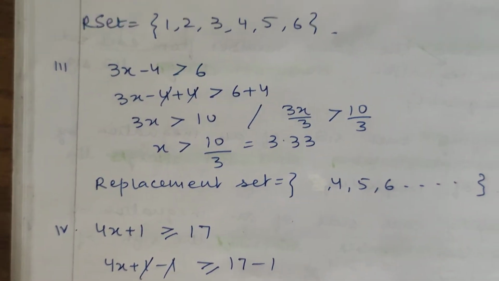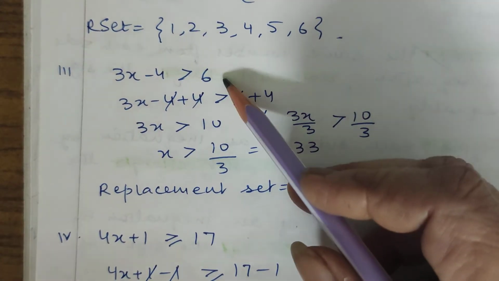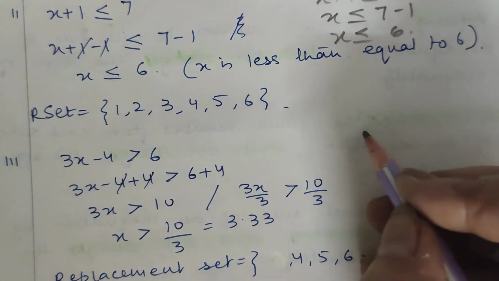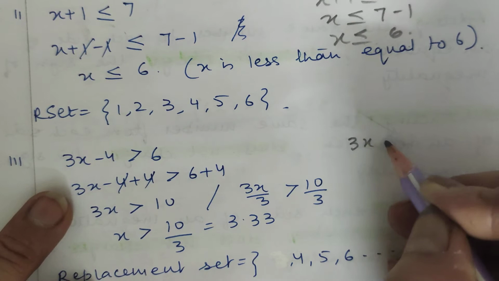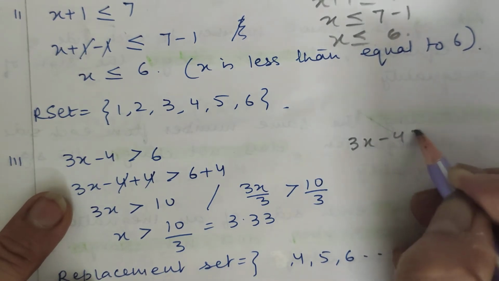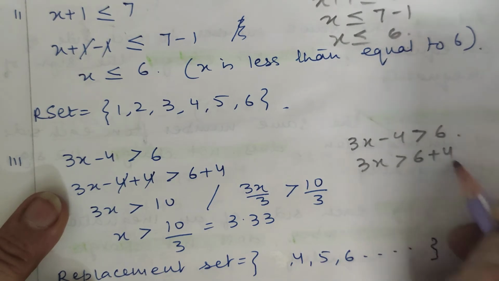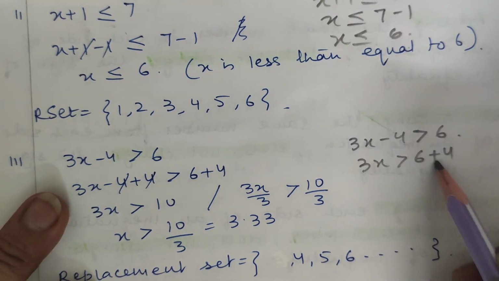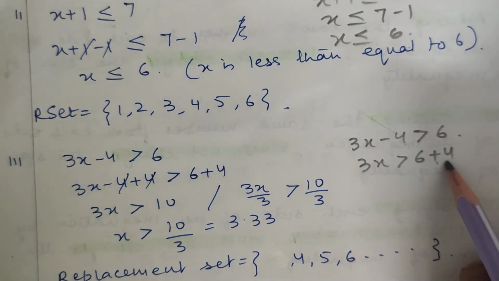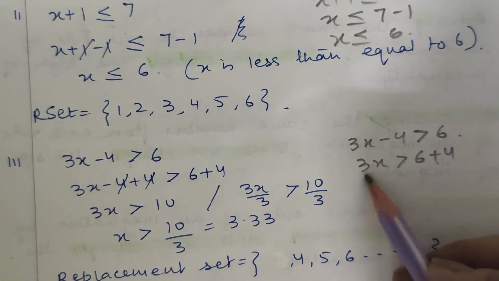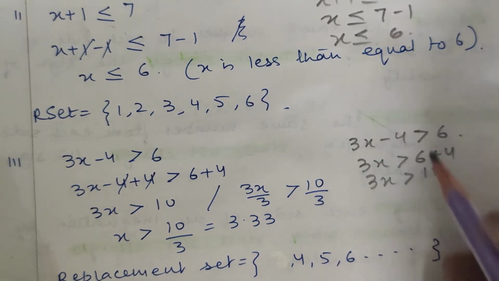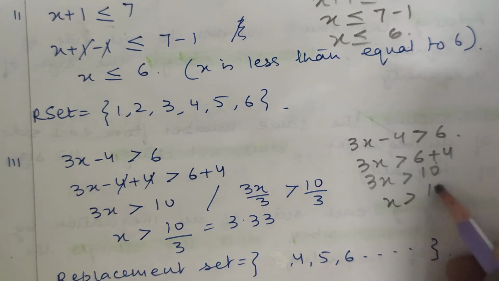Now, your question is 3x minus 4 is greater than 6. You can do this sum like this also. 3x minus 4 is greater than 6. 3x is greater than 6 plus 4. Adding a number on both the sides does not change the inequality sign. 3x is greater than 10, so x is greater than 10 upon 3.